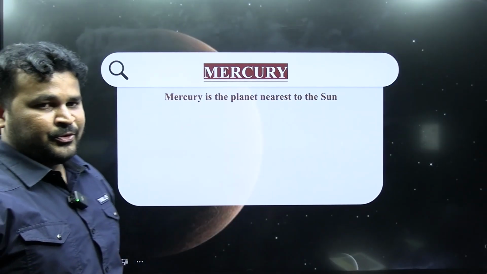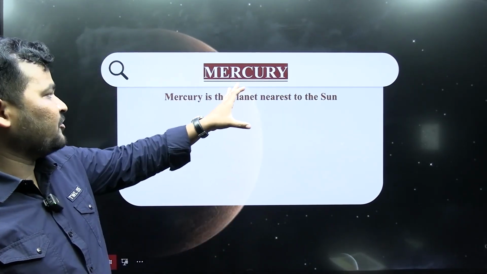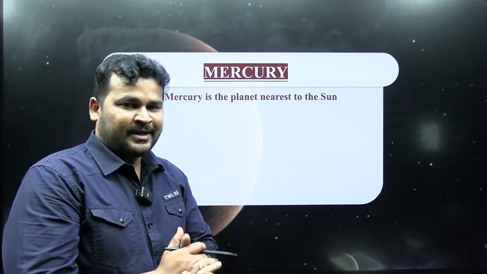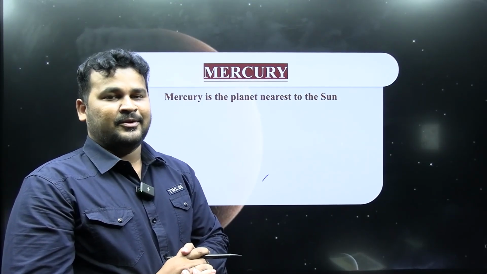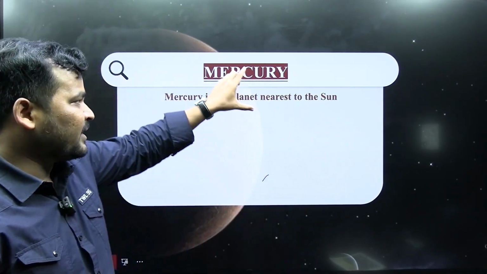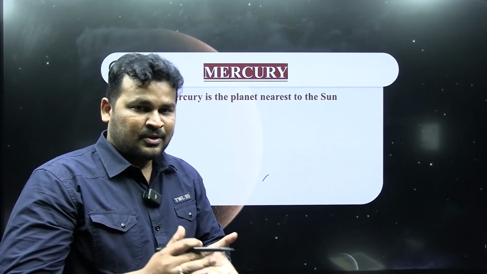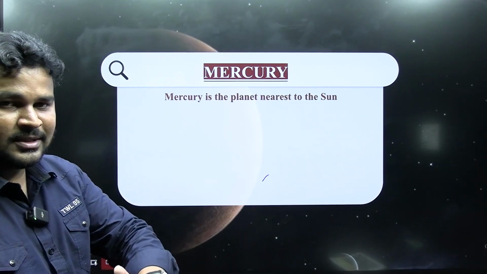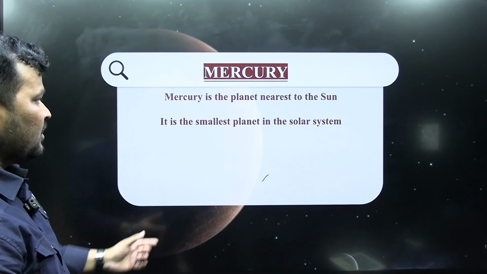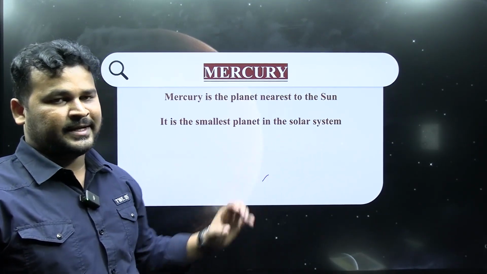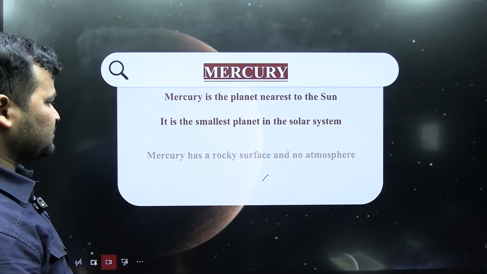Next planet, a very, very small planet, very chota bache: Mercury. It is the closest planet to the Sun. Is it the hottest planet? Definitely not. Then what is the hottest planet? Venus. Mercury is the closest planet to the Sun, not to the Earth, but to the Sun. So please remember it: it is the closest planet to the Sun and also the smallest planet in the solar system.